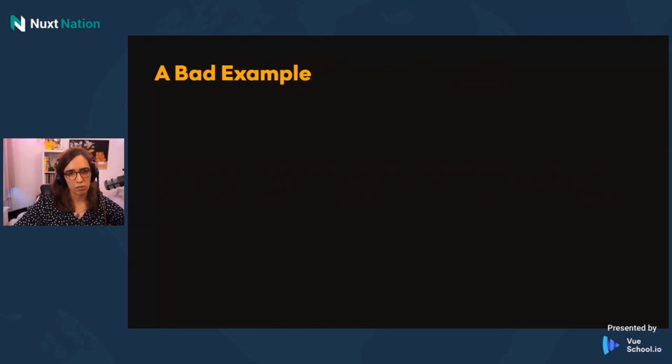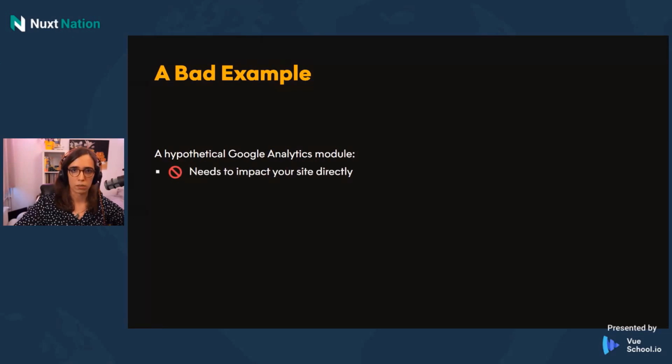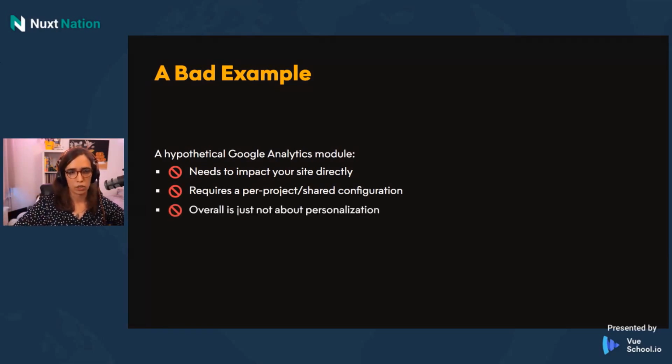Okay, before moving on, let's just take a bad example. So let's think about a hypothetical Google Analytics module. This module won't make for a great global module because it needs to impact your site directly. It requires a per project or shared configuration to add your analytics token, for example, or that kind of stuff. And overall, it's just not about personalization. So those are three big red flags that this module won't make for a great global module.